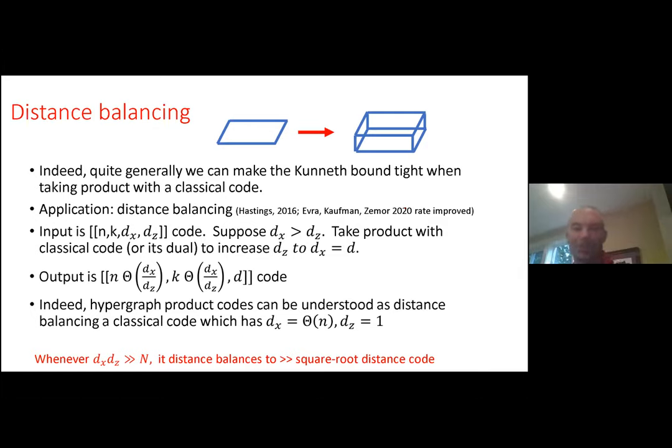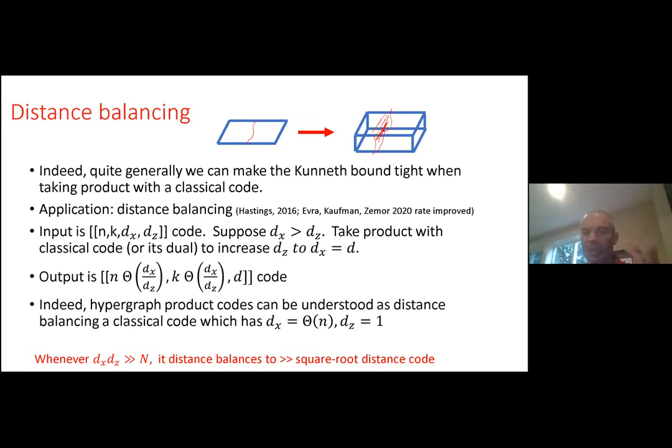Let me try and suggest what this geometrically means. Imagine we have some toric code here. And maybe there's some logical operator going from the top edge to the bottom edge. Well, you might take that two-dimensional toric code and turn it into a three-dimensional toric code by thickening it in the vertical direction. And that's exactly taking a product with a classical repetition code. And then that line, which was the logical operator of the two-dimensional code, becomes a vertical sheet, and its weight has been increased because of taking this product. So that's a way of increasing the distance of the code.